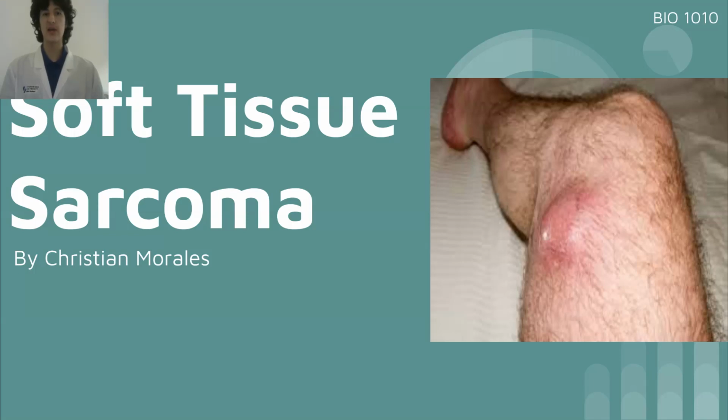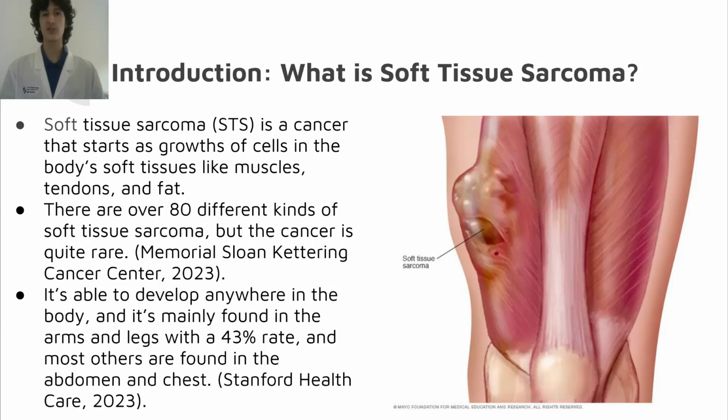To begin, you may ask yourself, what is soft tissue sarcoma? Soft tissue sarcoma, or STS for short, is a type of cancer that affects the soft tissues of the body and starts as a growth of cancerous cells in the soft tissues, which include the muscles, tendons, or fat, for example. And despite there being over 80 different kinds of soft tissue sarcomas, it is quite rare. It's able to develop anywhere within the body, and it's mainly found in the arms and legs with a 43% rate, and most others are found in the abdomen and chest area.